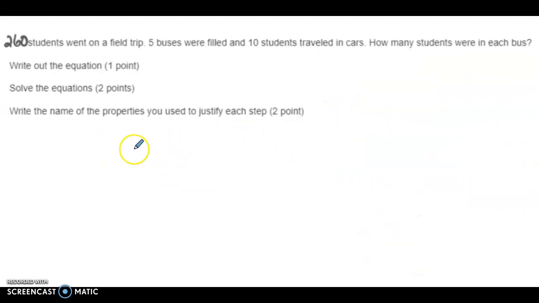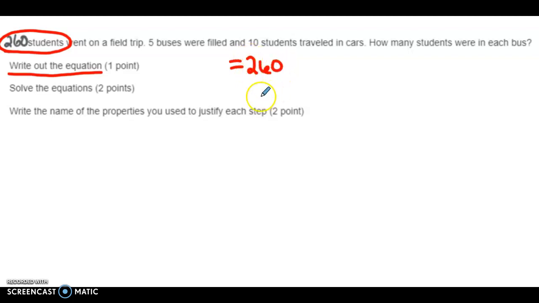260 students went on a field trip. 5 buses were filled and 10 students traveled in cars. How many students were in each bus? So the first thing it wants us to do is write out an equation. All right, so when I write an equation, I need to be able to identify some things. First thing I need to know is what the total is. So the total is 260 students. That means in my equation, I'm going to write equals 260.